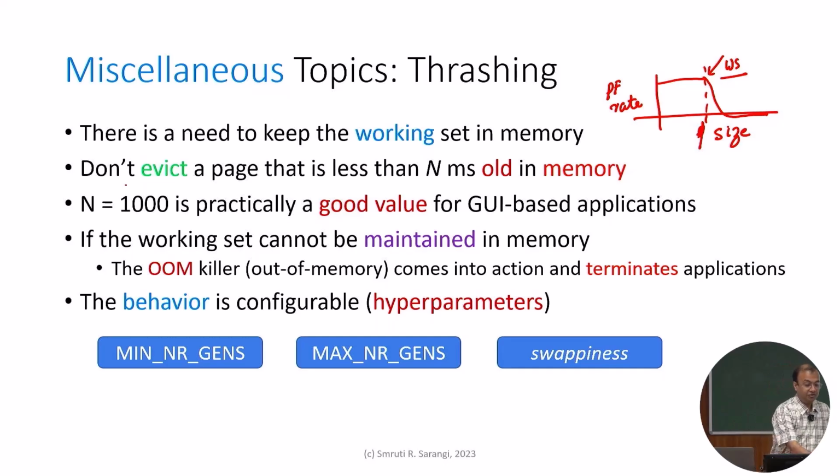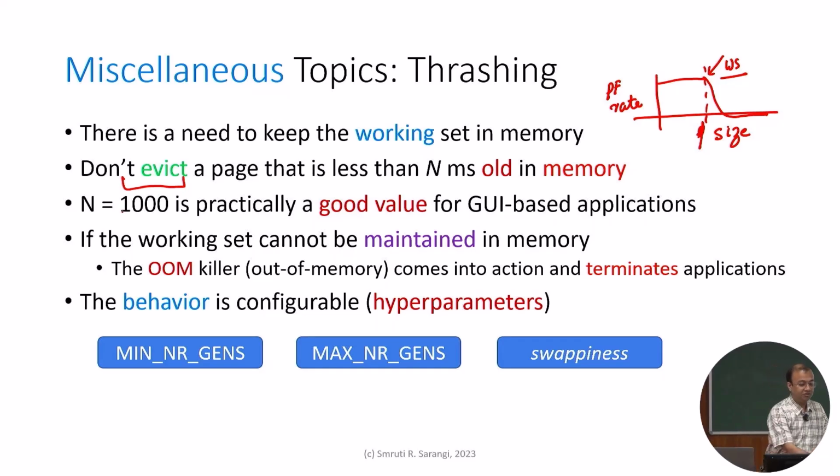That is why, if you would recall, we had a timestamps field in the LRU data structures. That basically said when a generation was created. So the idea here is simple: do not evict a page unless it is more than n milliseconds old in memory. Which means if it comes to memory, it's guaranteed to stay for a certain amount of time. This will ensure that this continuous tit for tat page flushing does not happen.